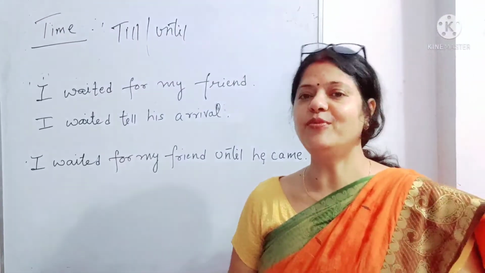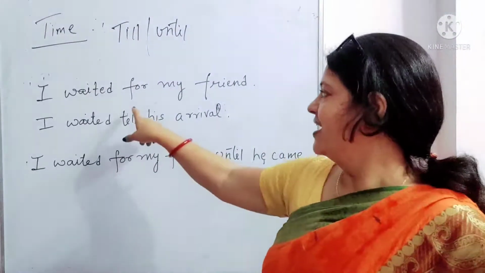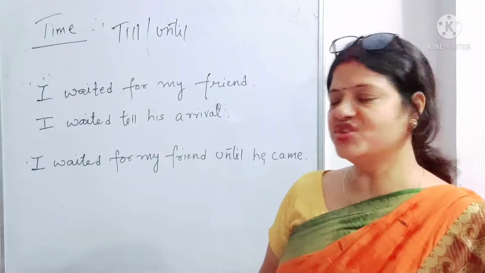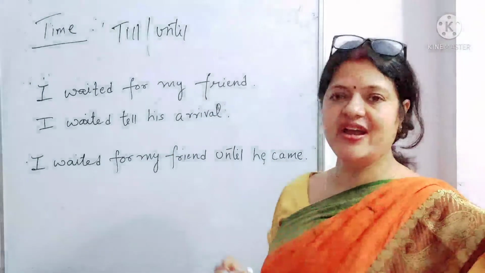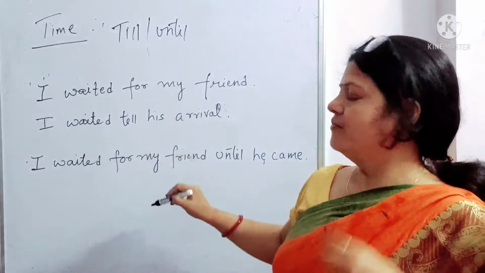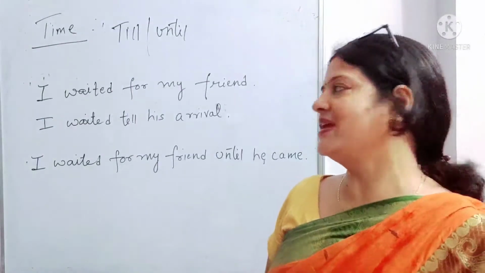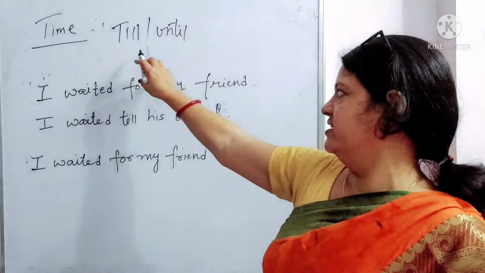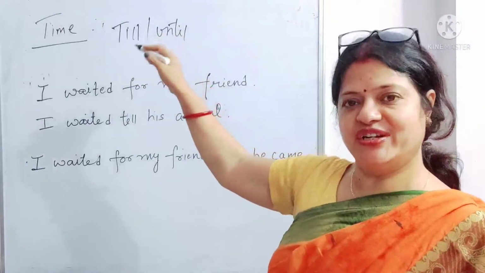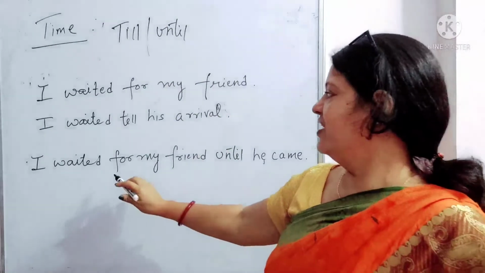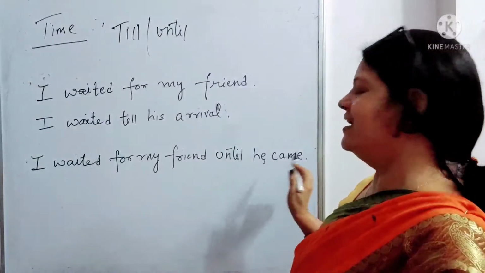So here on the board I have written two sentences. I waited for my friend. I waited till his arrival. Now I've added these two simple sentences to make one complex sentence by using the subordinating conjunctions till and until. I waited for my friend until he came.